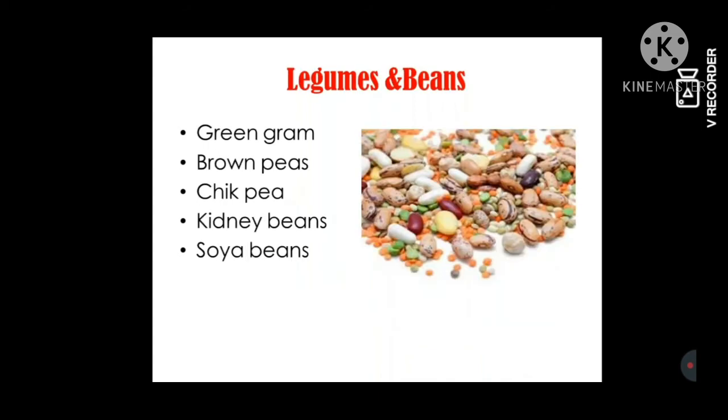These are also, you see, legumes, beans, green gram, brown peas, chickpea, kidney beans, soya. These are the items that can provide protein. Actually, you see, in some patients, protein allergy is there. So the egg protein can aggravate. Egg protein exacerbates the condition. So in these patients, we can advise the patient to use vegetable proteins like green gram, brown peas, chickpea, kidney beans, soya beans.